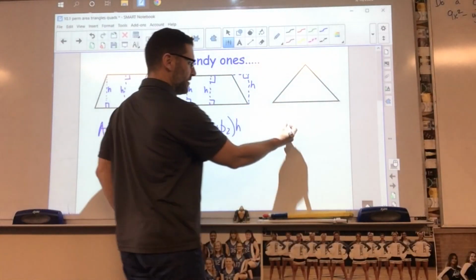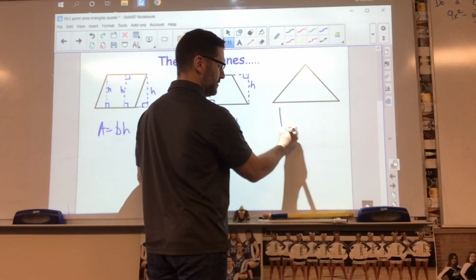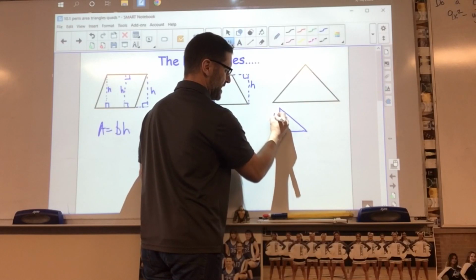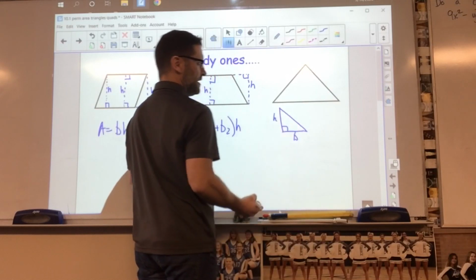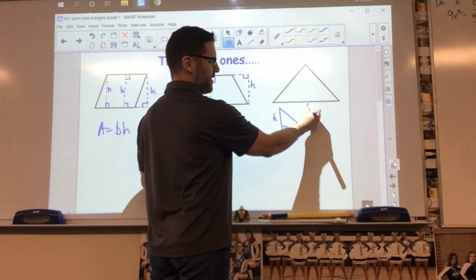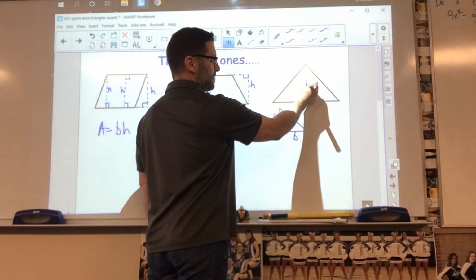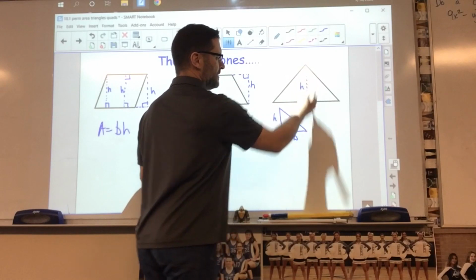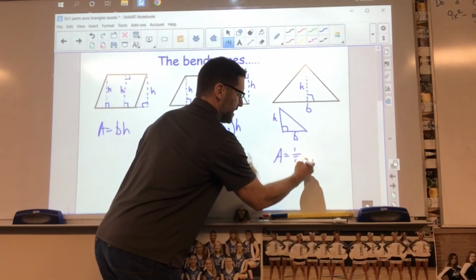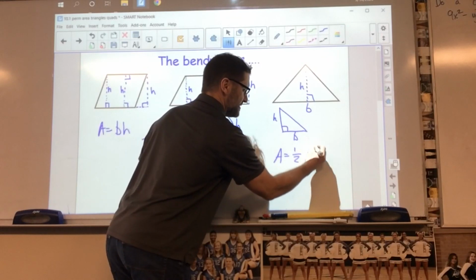And then the triangle, sometimes it's a right triangle, and you might have the height here and the base here. But a lot of times it's a triangle that kind of sits like this, where you'd call that the base. And again, we have to dot in our height, and I have an h there, and our area formula there is 1/2 base times height.